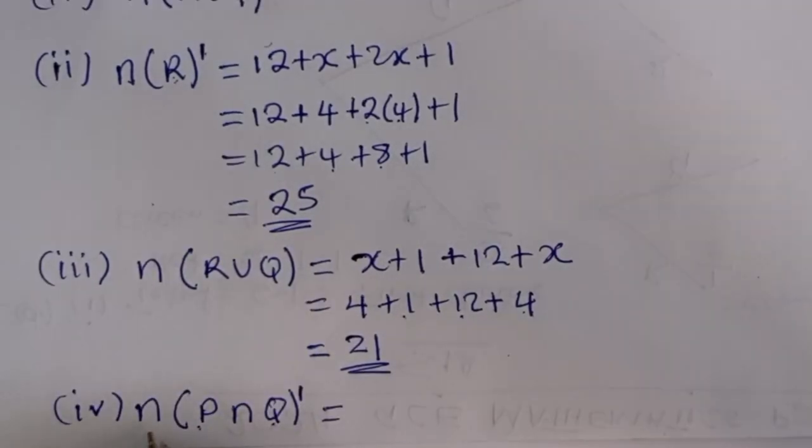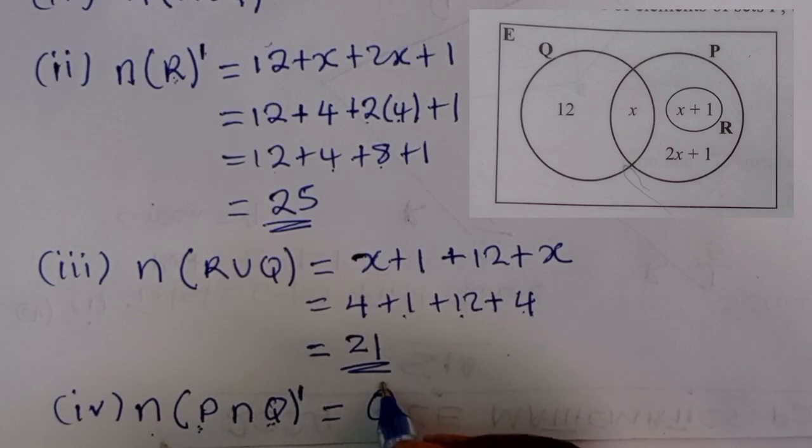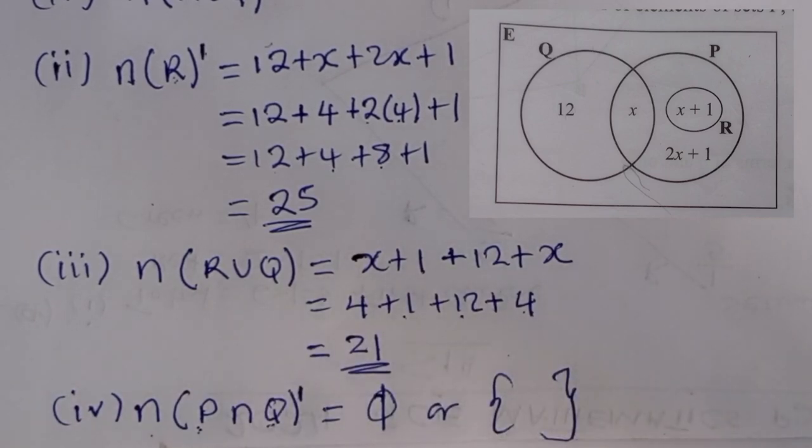Find the number of elements that are not in P and in Q. The elements that are not in P and in Q, that is the meaning of the complement. So the number of elements that are not in P and in Q is 0. So that is the empty set. So you put up the symbol, that is the symbol for the empty set.